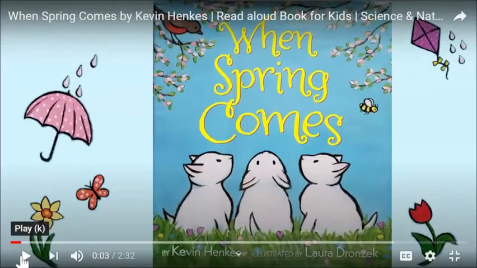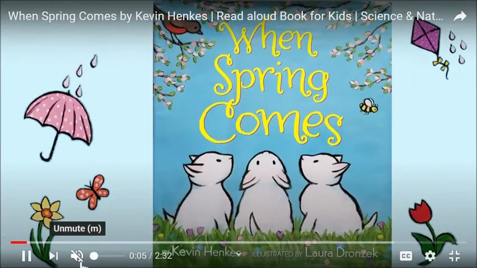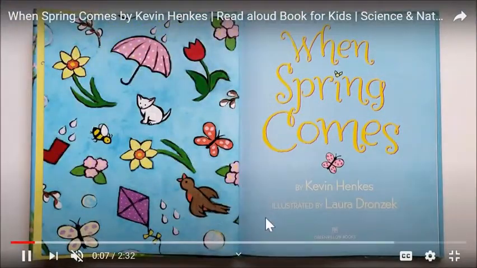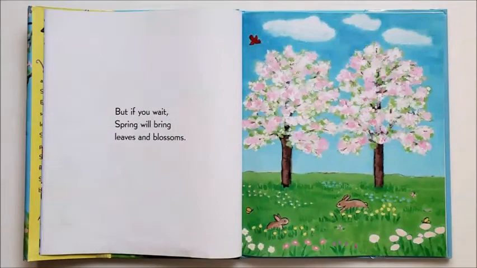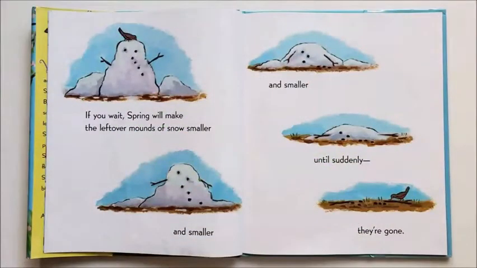When Spring Comes. And this is by Kevin Henkes. He's a really, really good author.